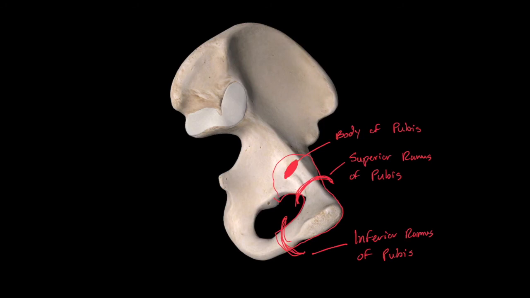The pubis also has a surface like the ilium does, and it's found right here. This surface is called the symphyseal surface of the pubis.